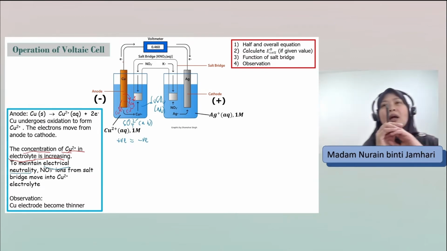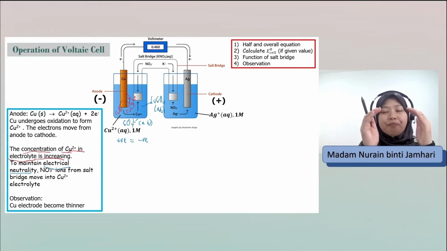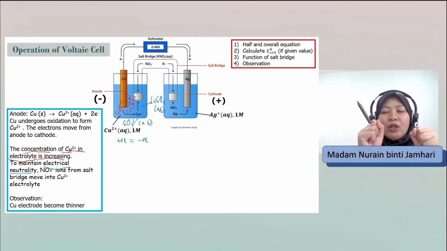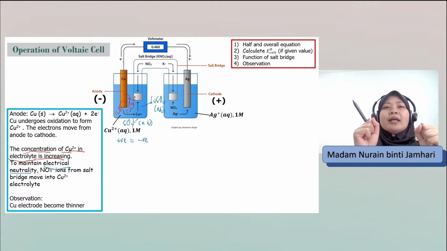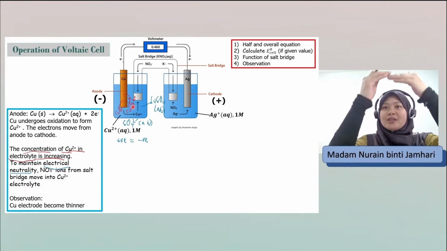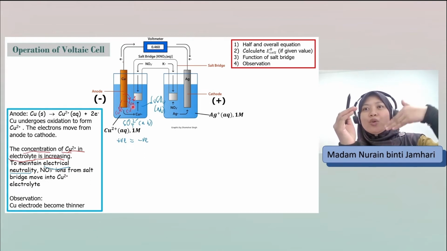Kita nak cerita pasal berapa banyak positive charge dengan berapa banyak negative charge je. Okay, so sebelum litar lengkap, dalam beaker sebelah anode jumlah positive charge and negative charge adalah sama, sebelum litar lengkap, aka sebelum saya masukkan salt bridge. Apabila litar saya lengkap, aka apabila saya masukkan salt bridge saya, Cu akan undergoes oxidation.